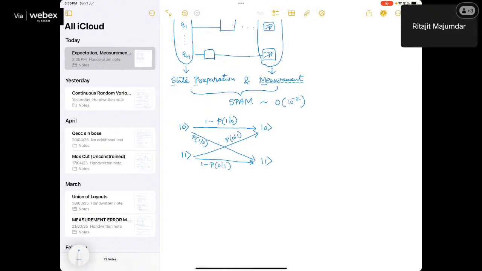So what it means basically, when you start with 0, P of 1 given 0 means what is the probability that you end up writing 1 when the state was actually 0. This is basic classical conditional probability.